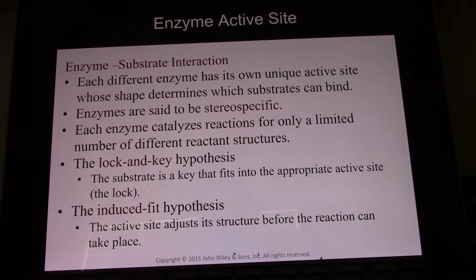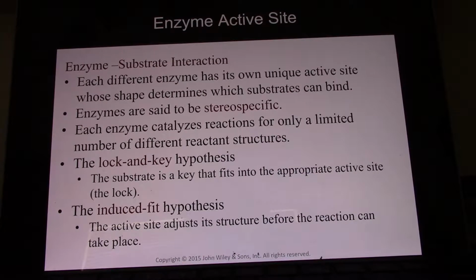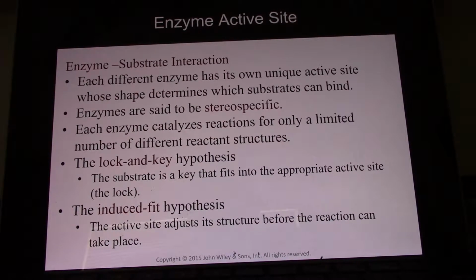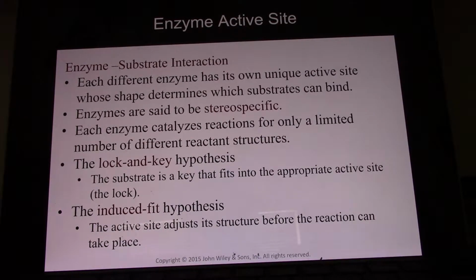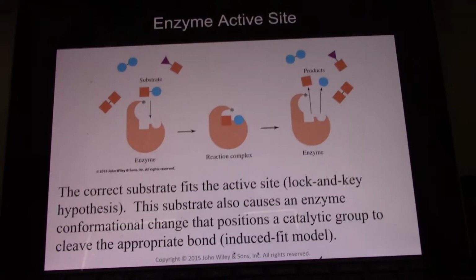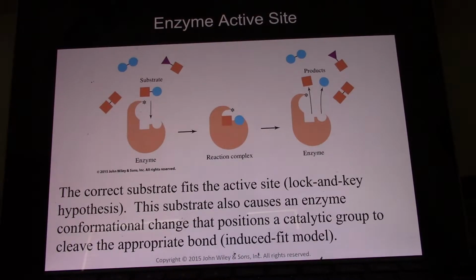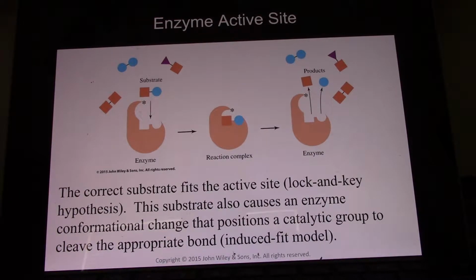The lock and key hypothesis states that the substrate is a key that fits into the appropriate active site, whereas the induced fit hypothesis states that the active site adjusts its structure before the reaction can take place. And a lot of enzymes do use induced fit. So the correct substrate fits the active site, and then that causes the enzyme to have a conformational change to start the chemistry. And so in a way, both are kind of correct.